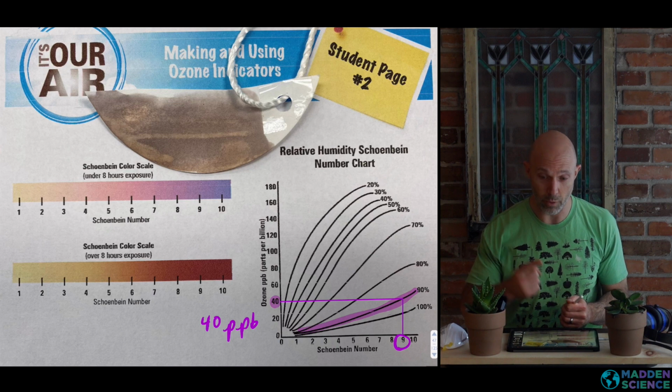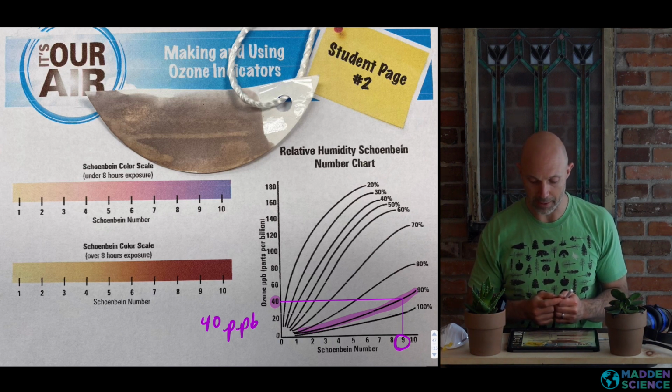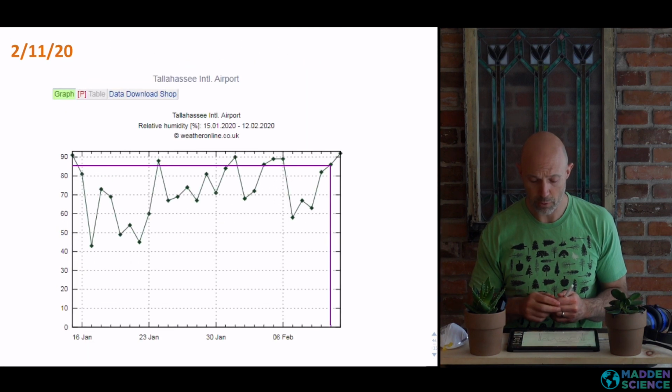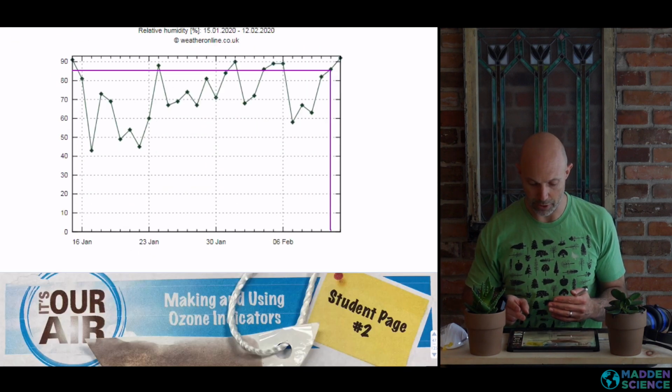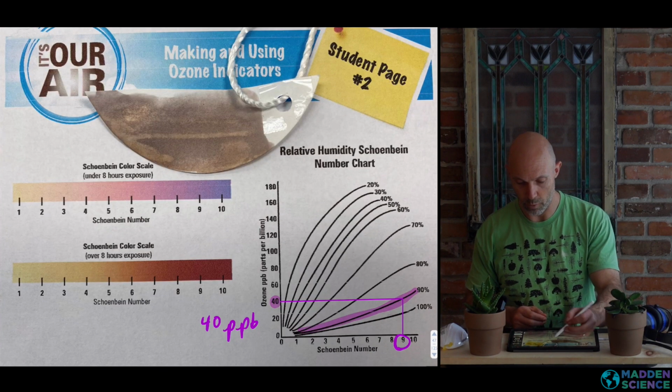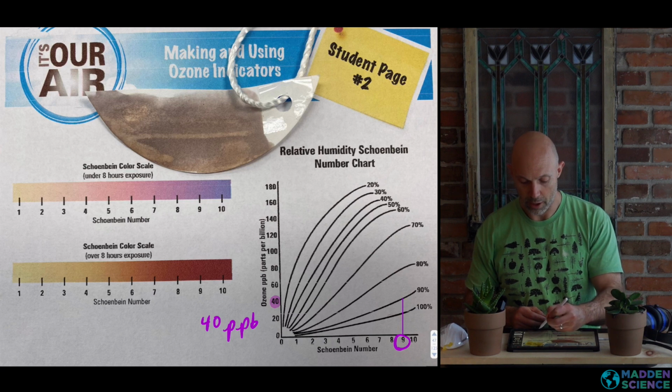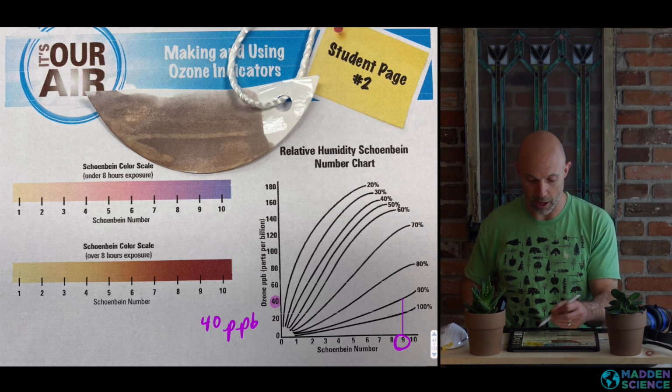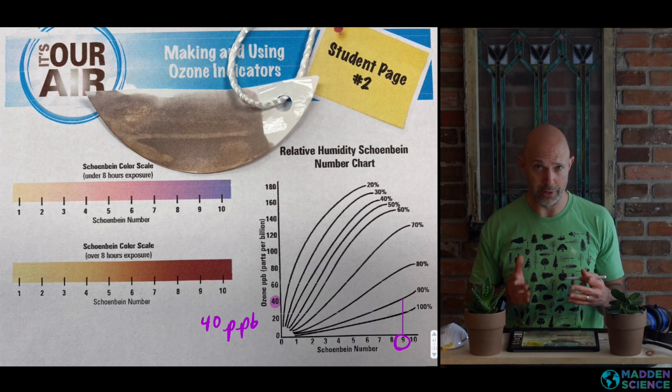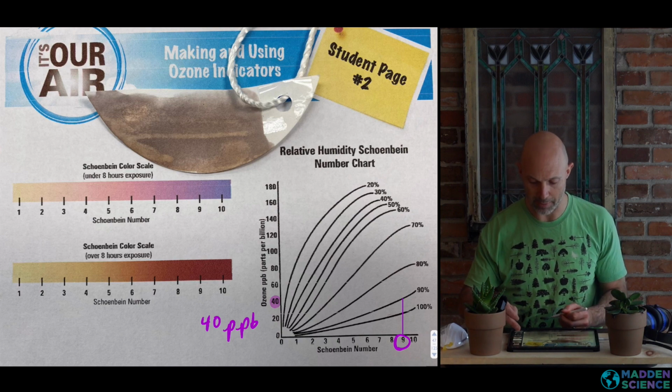Now I'm running another one of these to see what would happen. We got a day that had much lower relative humidity. So what that would do is shift which one of these lines we're going to be looking at. So these guys here. And therefore, our Scheuben number will probably be a little bit lower. Anyway, we want to see what that turns out. I'll get back to you when that time lapse is finished.